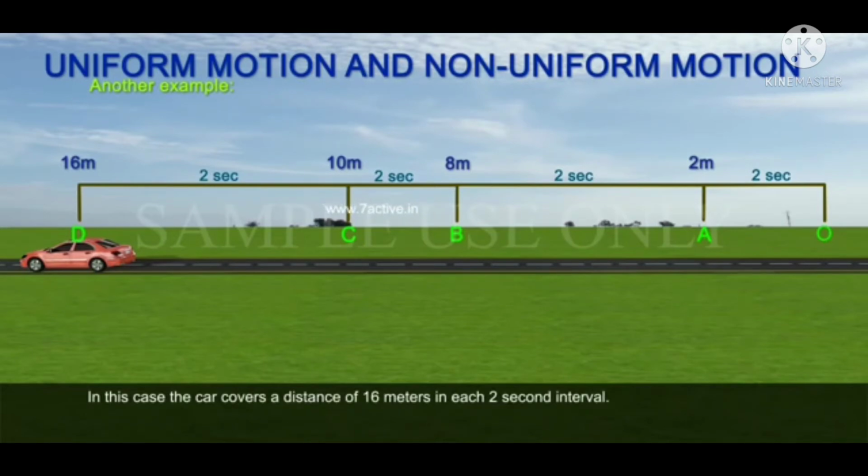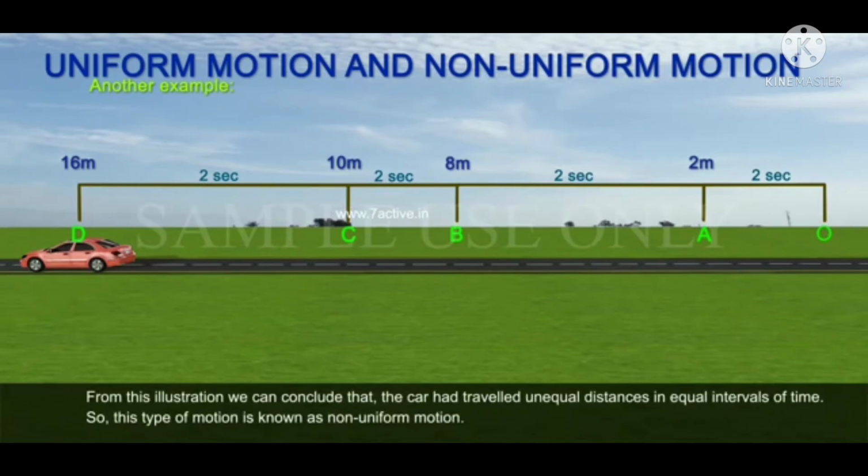In this case, the car covers unequal distances in each 2-second interval. From this illustration, we can conclude that the car traveled unequal distances in equal intervals of time. So this type of motion is known as what? Yes, that's right, non-uniform motion.